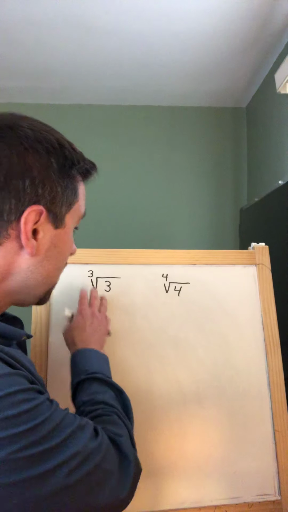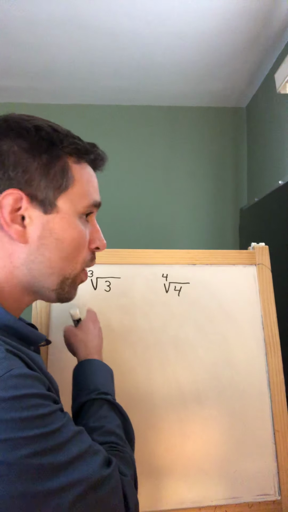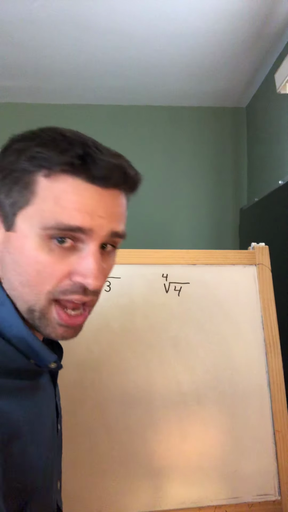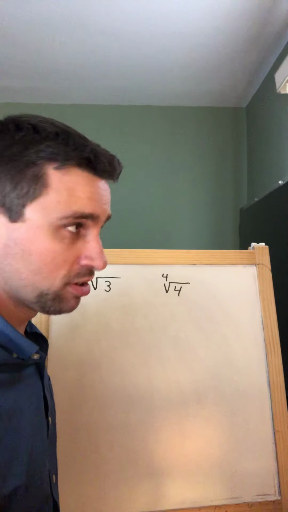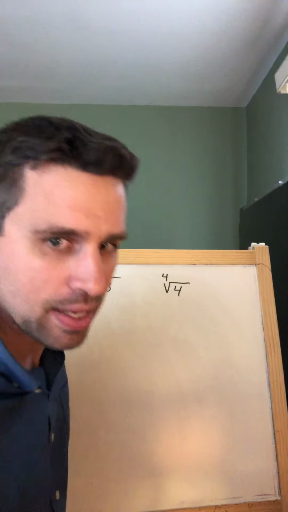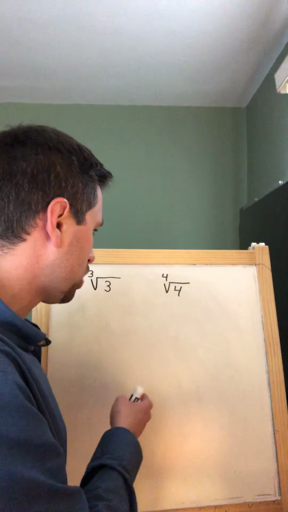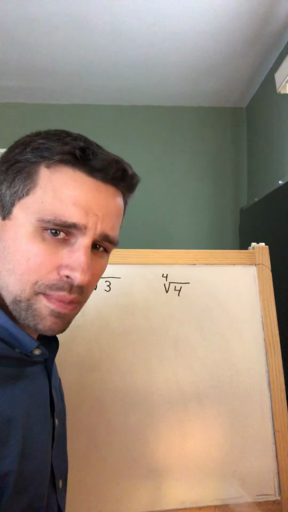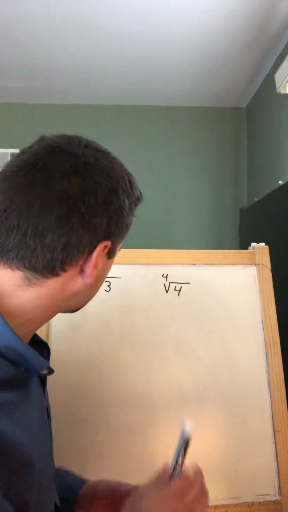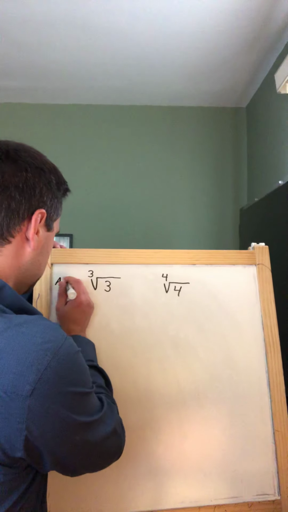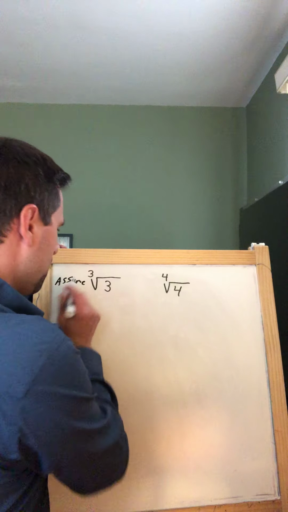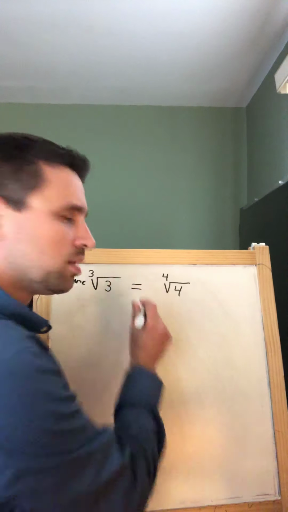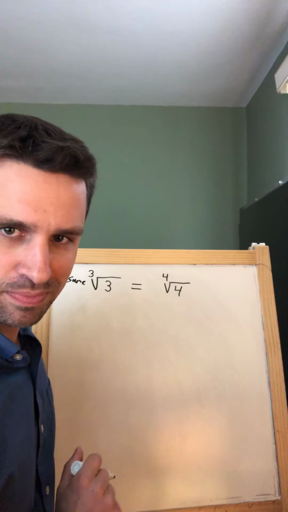So, either the cube root of 3 is going to be less than the fourth root of 4, or it's going to be greater than the fourth root of 4. Or I guess there's one more possibility, that maybe these numbers are actually somehow equal to each other. You know what? What I'm going to do is assume that the cube root of 3 is actually equal to the fourth root of 4.